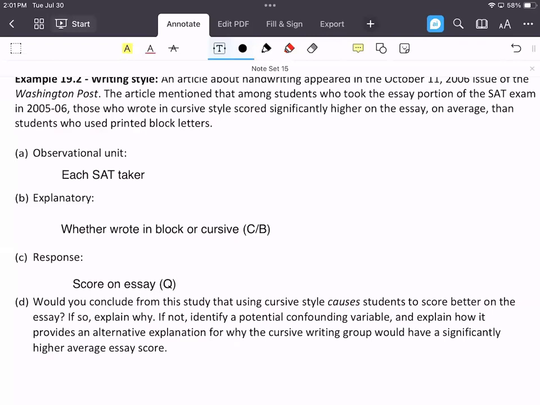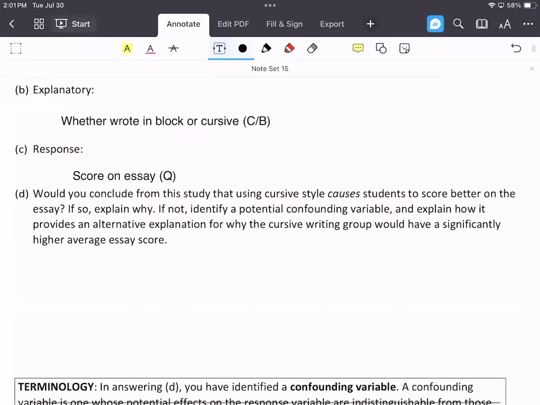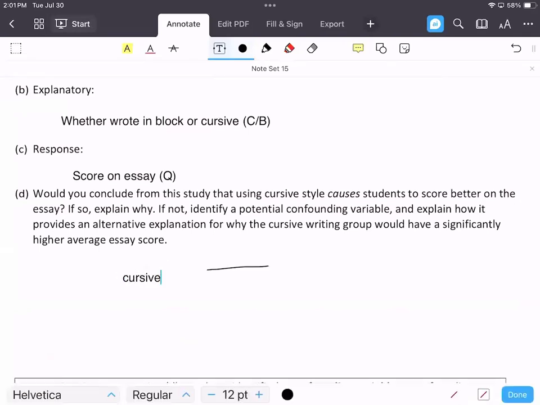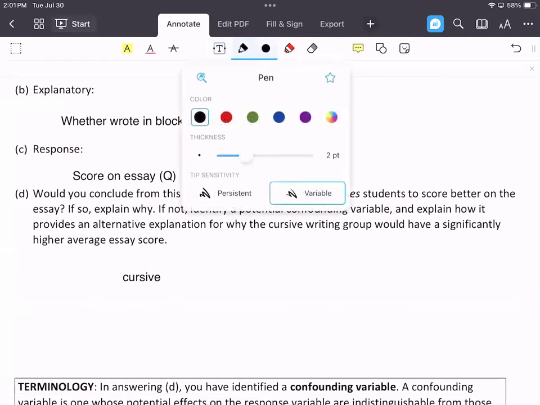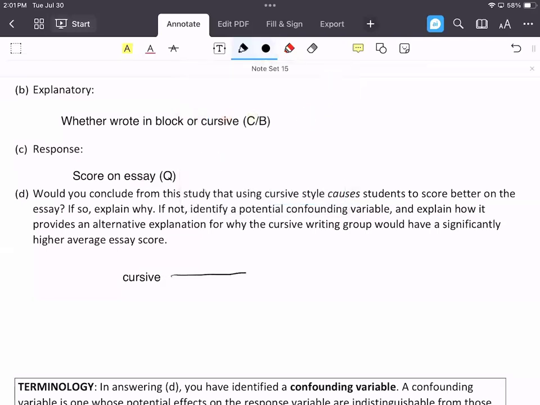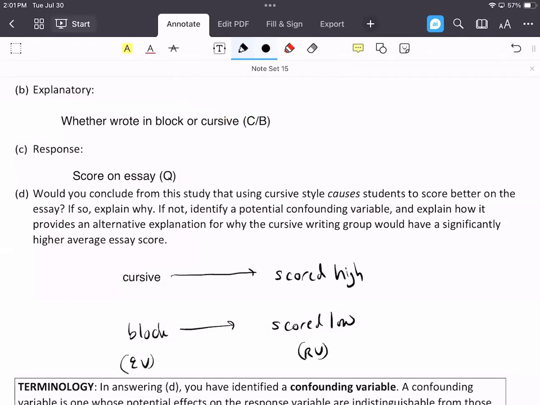So what could be happening? Let's think about it. We've got cursive writing, and those people who did it, those who wrote cursive scored high. Those who wrote in block letters scored low. So here are our explanatory variables, and here are our response variables.